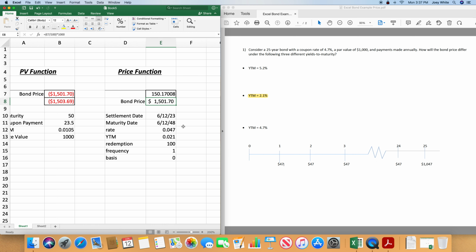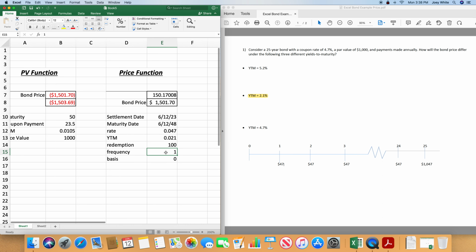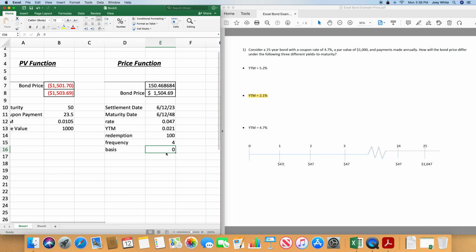Notice we get the same thing for annual payment, $1,501.70, either way. Now, if we wanted to change it to semi-annual payments, all we have to do is press 2, and again we get the semi-annual. If we want to do quarterly, we get a slightly even higher price.